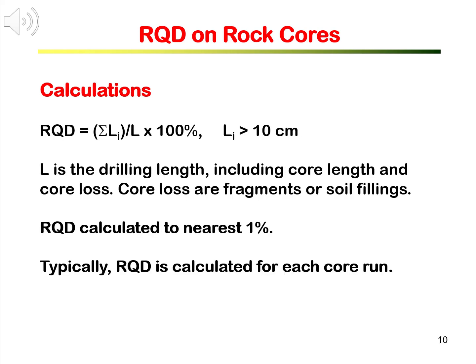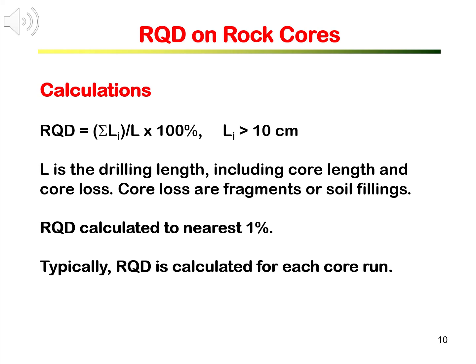This is to refresh on the calculation of RQD. The equation for computing RQD is given here. RQD equals the sum of the lengths of cores longer than 10 cm divided by the drilling length. Here, each Li must be equal to or greater than 10 cm. L here is the drilling length. It can equal the total core length if all the cores are recovered from drilling.